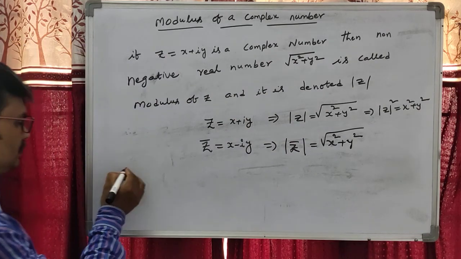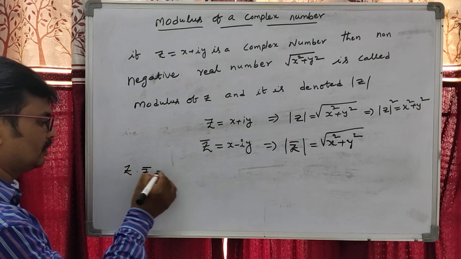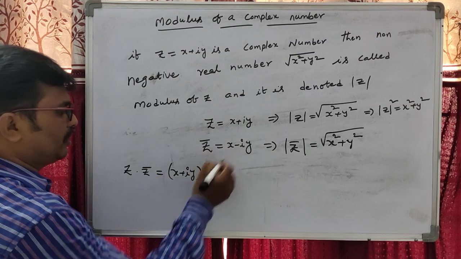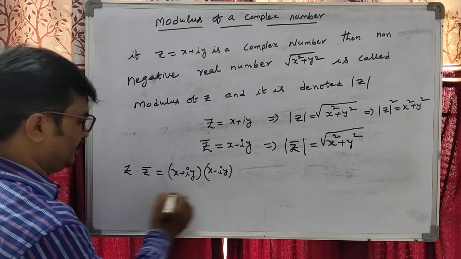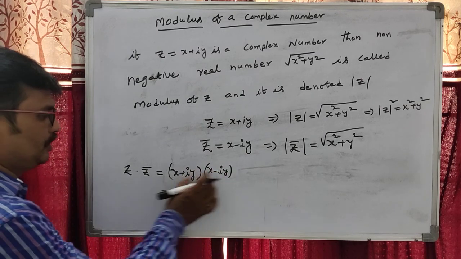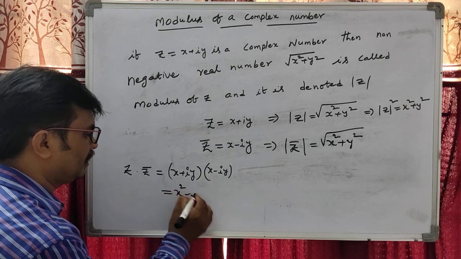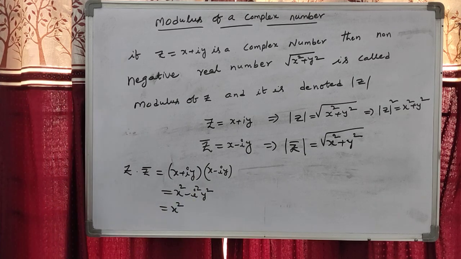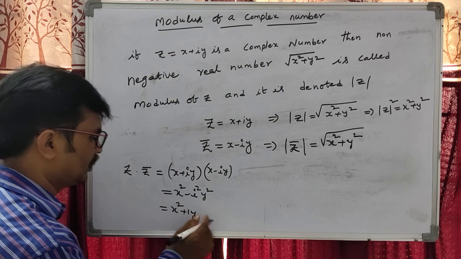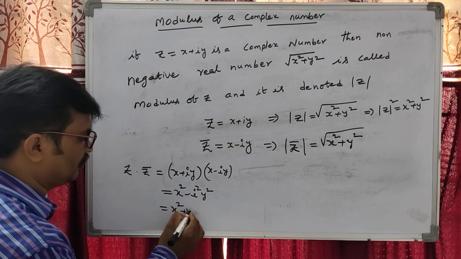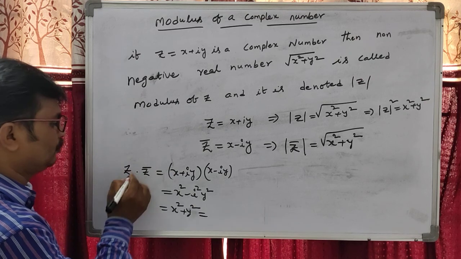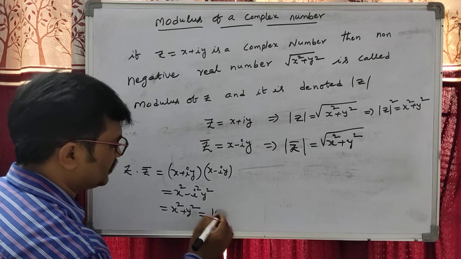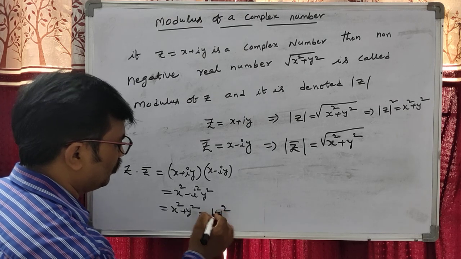Then also, students, what we observed is z into z bar. Z is x plus iy, and z bar is x minus iy. This is a plus b into a minus b, which is a square minus b square. This is x square, and i square value is minus 1. Therefore, minus of minus gives plus. Therefore, students, z into z bar is mod z whole square.